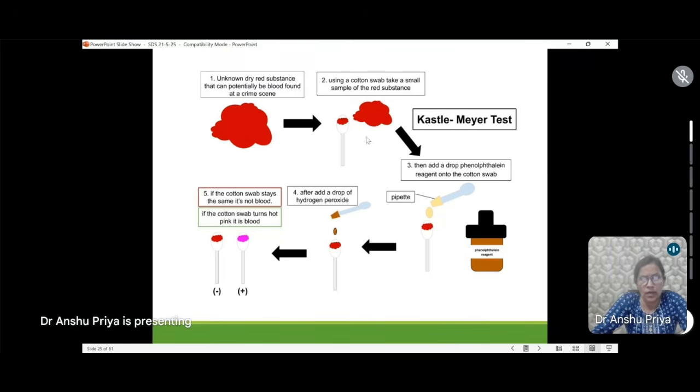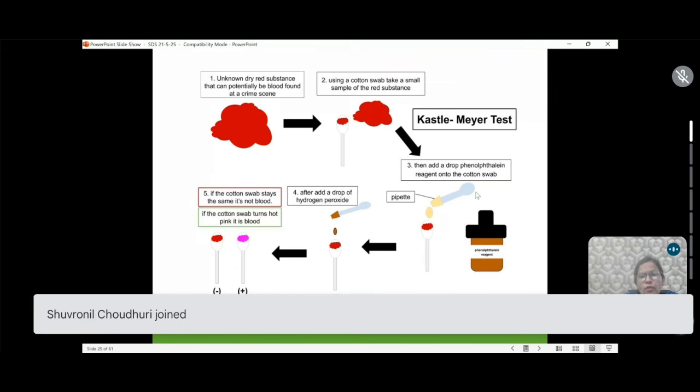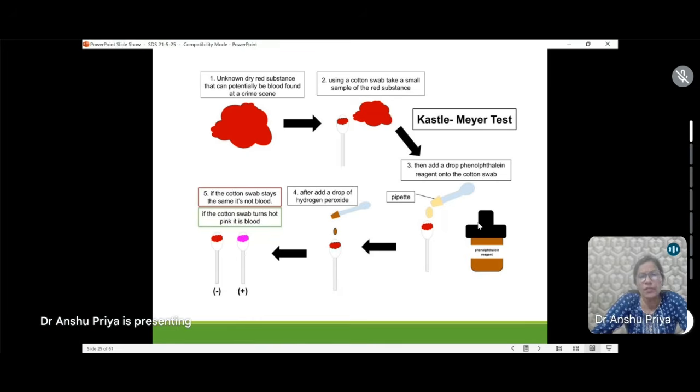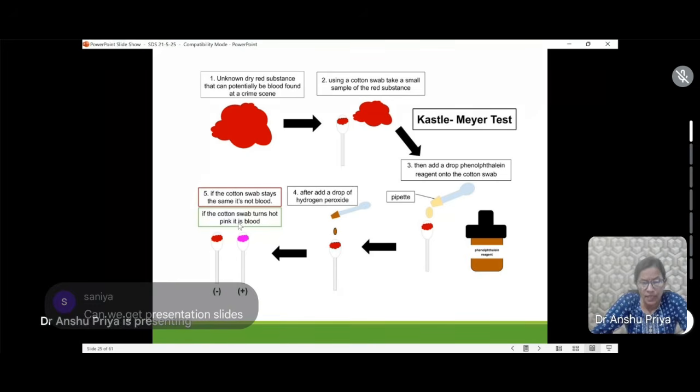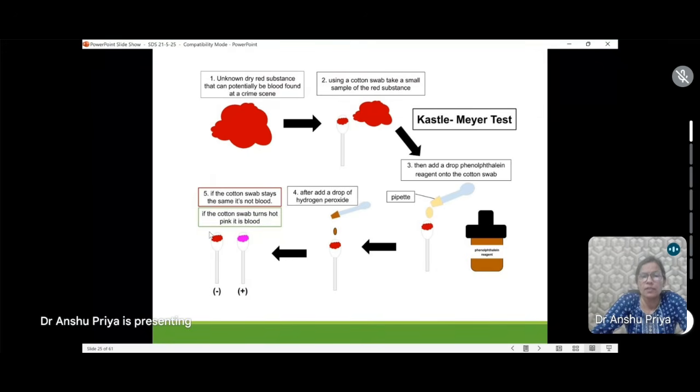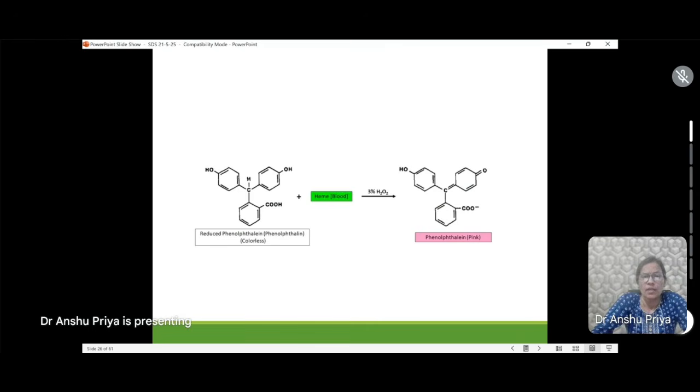First we take a swab on a cotton bud, then we add a drop of phenolphthalein solution, and then a drop of hydrogen peroxide. If it turns pink, it means blood is present. If there is no change in color, it means blood is absent. This is just a presumptive test for blood identification. And this is the chemical reaction. The reduced form of phenolphthalein is colorless, but when it comes in contact with blood, it gives a colored pink compound because phenolphthalein is oxidized.